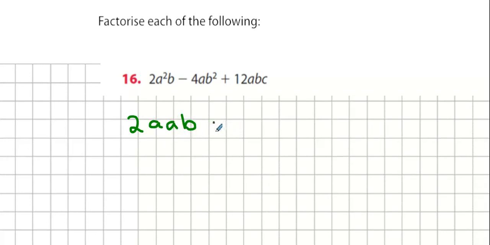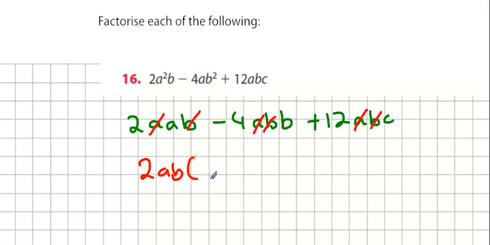2aab, and the other one is 4abb plus 12abc. What's the largest number we can take out? 2. What letters do you want me to take out? An a and a b each time. Okay, so 2ab. What's left over then? a. Divide 4 by 2. 2b. Divide 12 by 2.